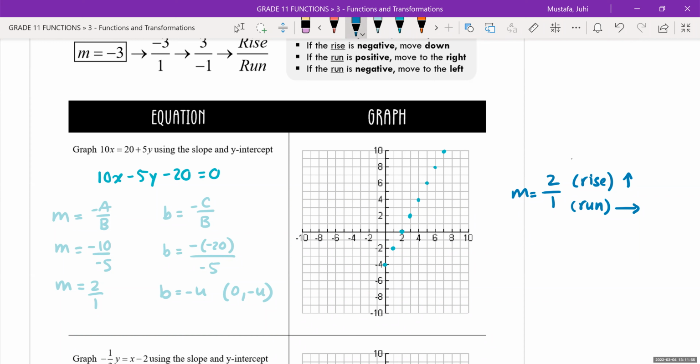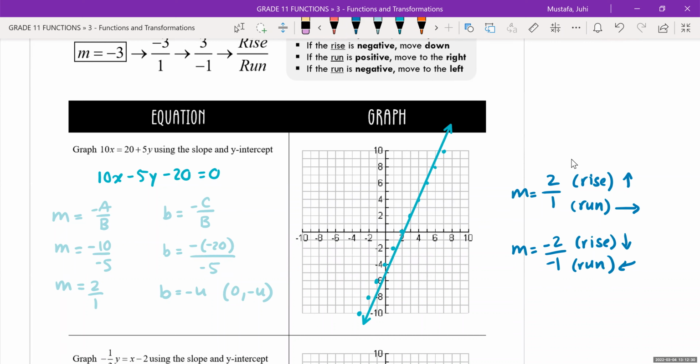And then you're probably wondering, yeah, I can see the trend, but what about the other side? You can actually rewrite the slope of 2 over 1 as negative 2 over negative 1, because both of those reduce to give you a whole number 2. And now in this case, the rise tells you to go down and the run tells you to go to the left. So you're just going to continue the trend over here, starting at 0, comma, negative 4, down 2, 1 to the left, down 2, 1 to the left, down 2, 1 to the left.